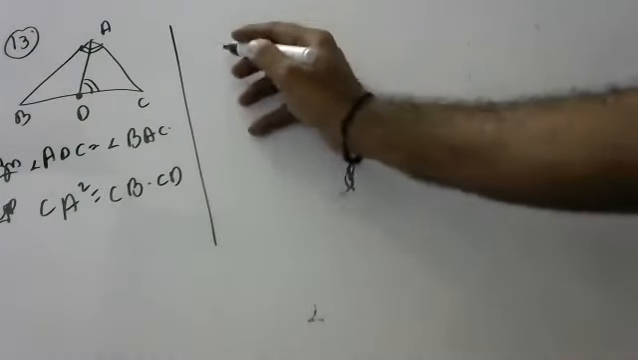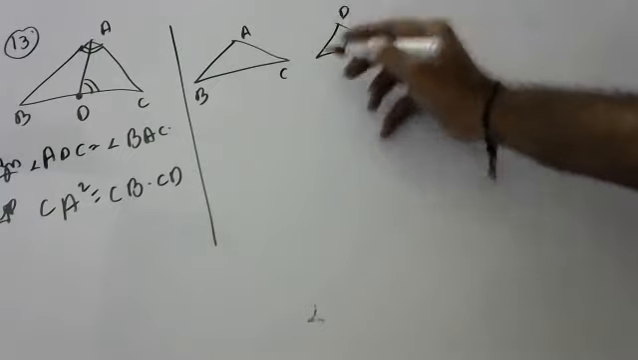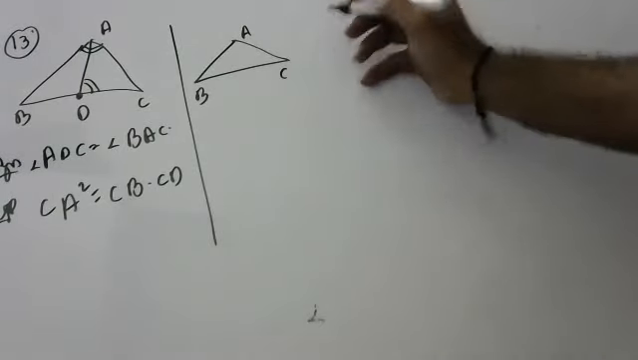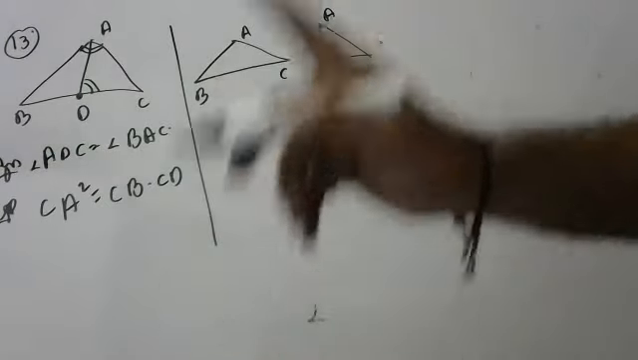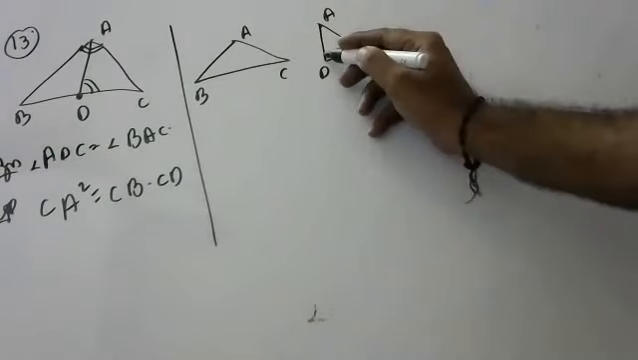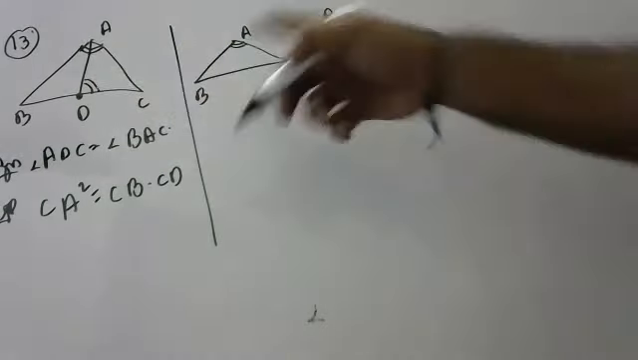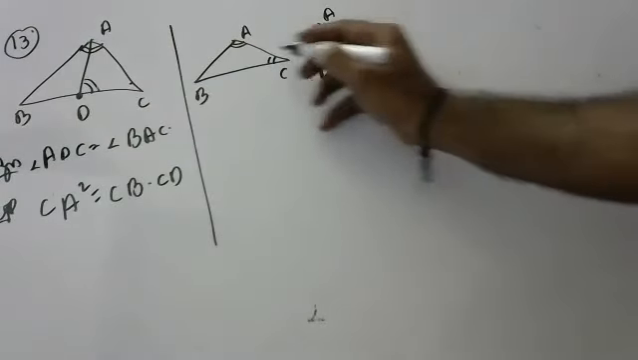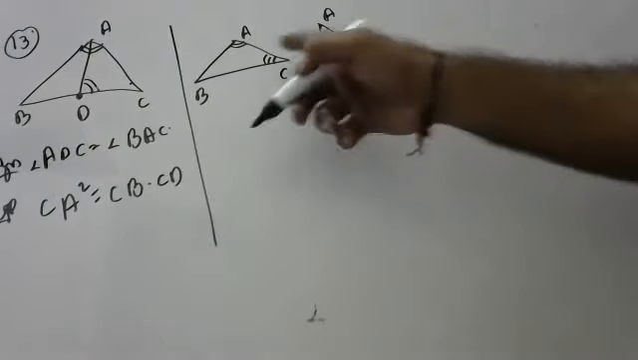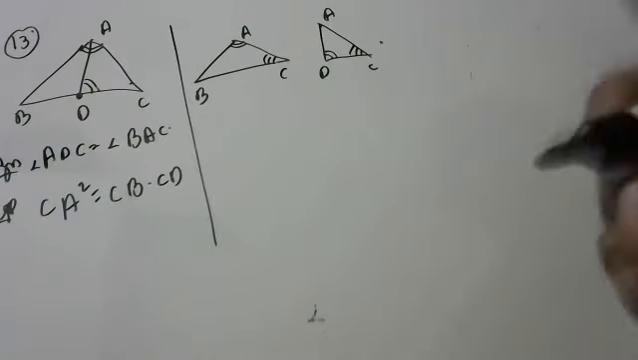What is the original triangle? I am writing ABC. What is the small triangle? ADC. If you slowly try to understand, he said that this angle and this angle are equal. I am showing you different triangles. And this angle and this angle, what is C and C? Common angle. Very good, children. Those who are listening, very good.